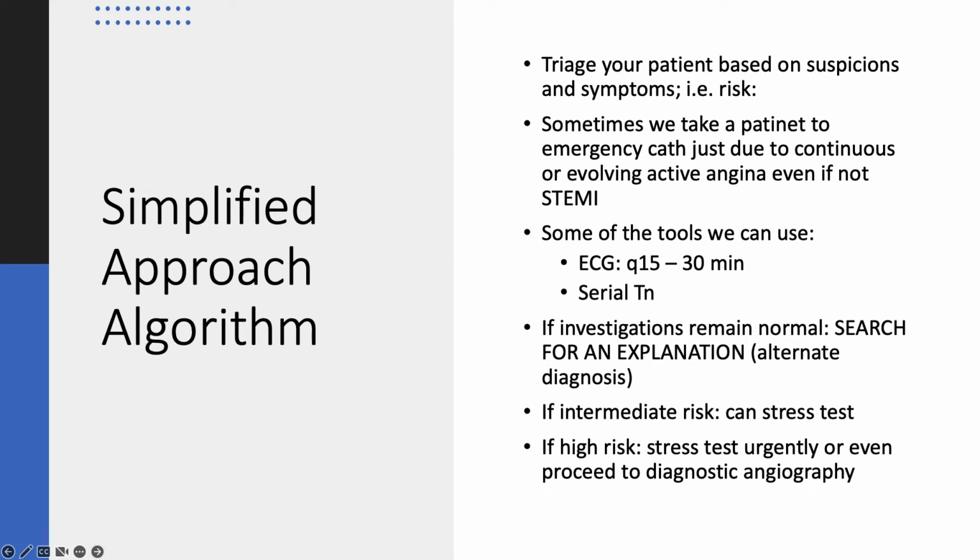Some of the tools we can use is an ECG every 15 to 30 minutes. Remember, the case that we've done before had a Q20-minute ECG order. And you can also do serial troponins. A rise or fall means that something is going on, and that alludes to myocardial pathology. If investigations remain normal, search for an explanation, so an alternate diagnosis, such as pulmonary embolism, for example. And if intermediate risk, you can stress the patient. An exercise stress test, an ECG stress test, an echo stress test, or a chemical stress test can be used. If high risk, stress test urgently, or even proceed to a diagnostic angio.